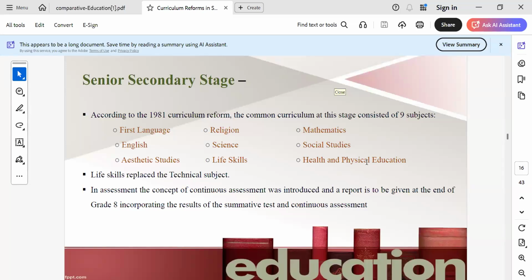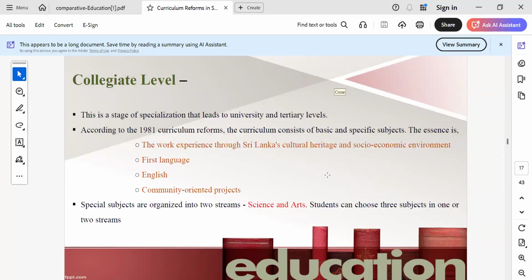So always we are testing with written examination in Sri Lanka, right? An exam-oriented education system is the system we have. And the collegiate level is a stage of specialization that leads to university and tertiary level. According to the 1981 curriculum reforms, the curriculum consists of basic and specific subjects. So the work experience through Sri Lanka cultural heritage and social economic environment, first language, English, community-oriented subjects.